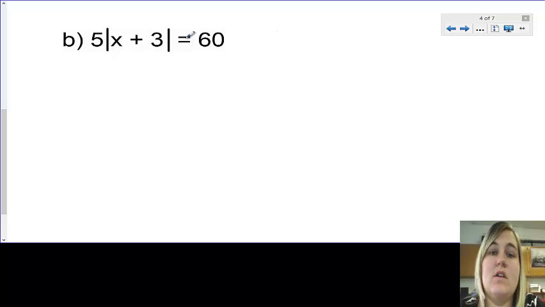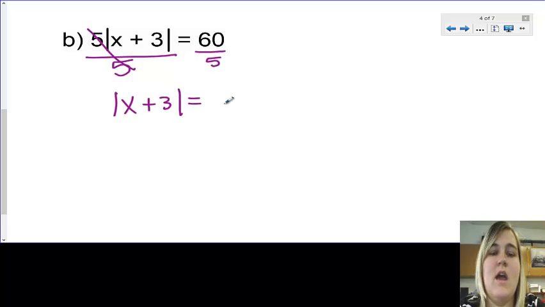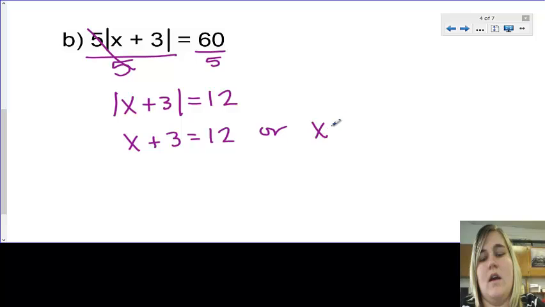Okay, so the way we're going to start this problem is by dividing by 5 on both sides to get the bars by themselves, because the 5 is being multiplied by this absolute value. So I divide by 5 on both sides. Leaves me with the absolute value of the quantity of x plus 3 has to be equal to 12. So I'm going to drop the bars because they're alone. So I have x plus 3 is equal to 12, or x plus 3 is equal to -12.